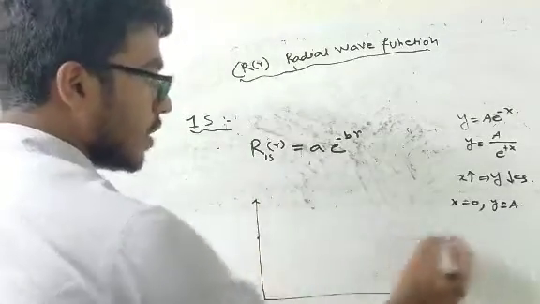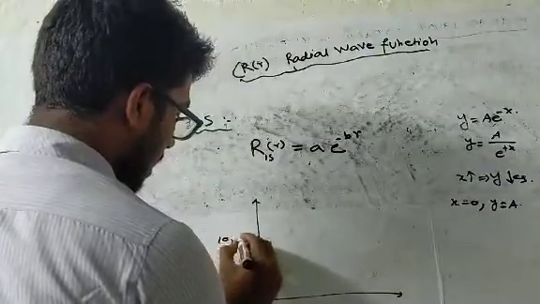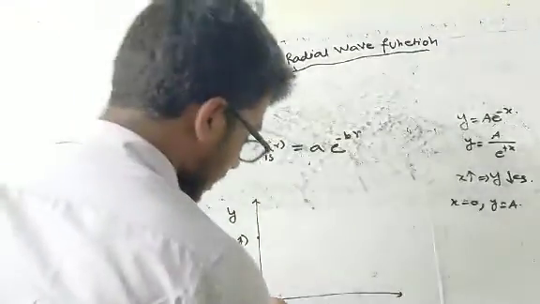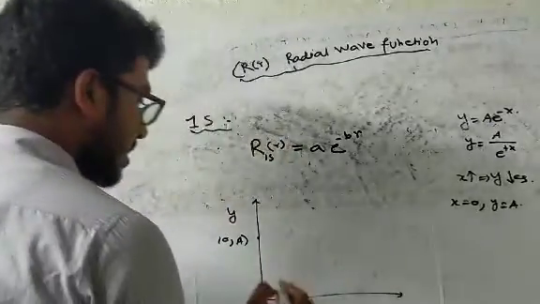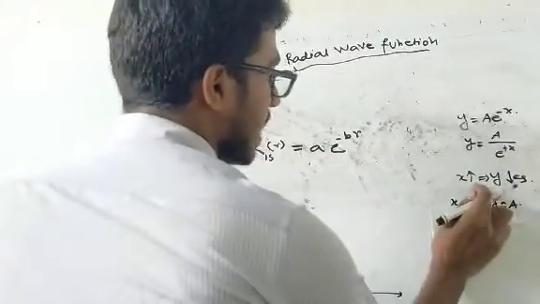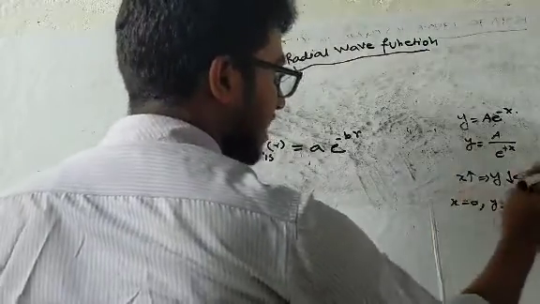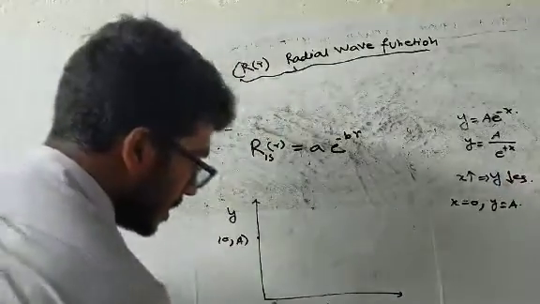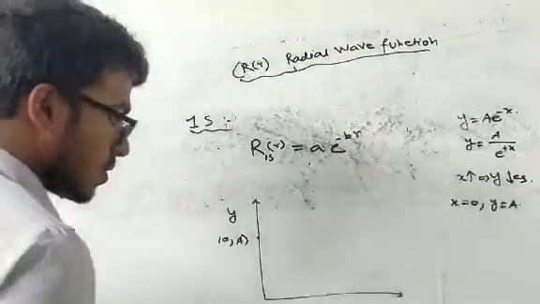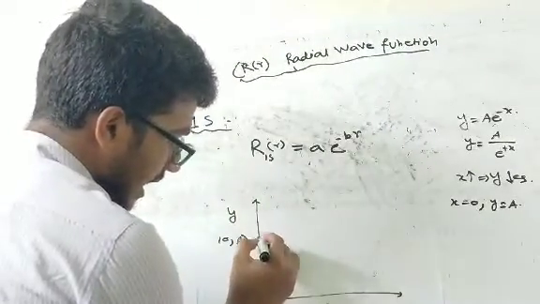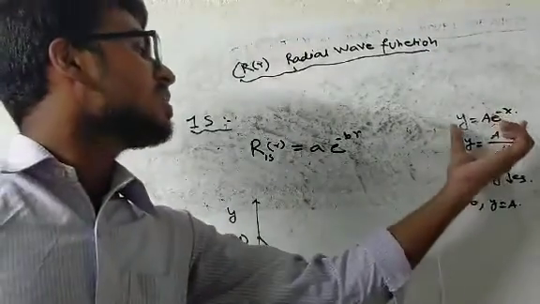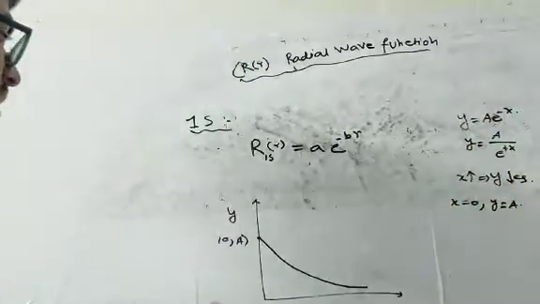So the graph of this equation will start from 0 comma a, and as this is x and this is y, if I go in this direction, x increases, and y decreases. So my equation tells me that if I increase x, y should decrease. So I will start from here, and as x increases, y decreases. This is a standard equation, the exponential y equals a into e to the power minus x, and the graph looks like that.